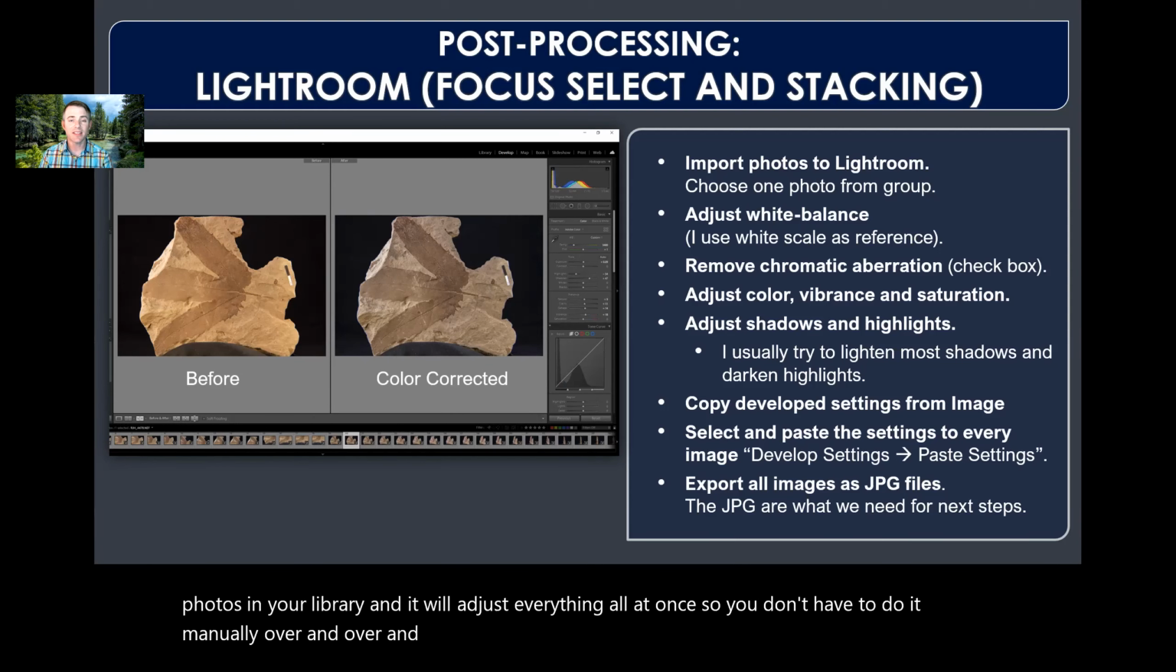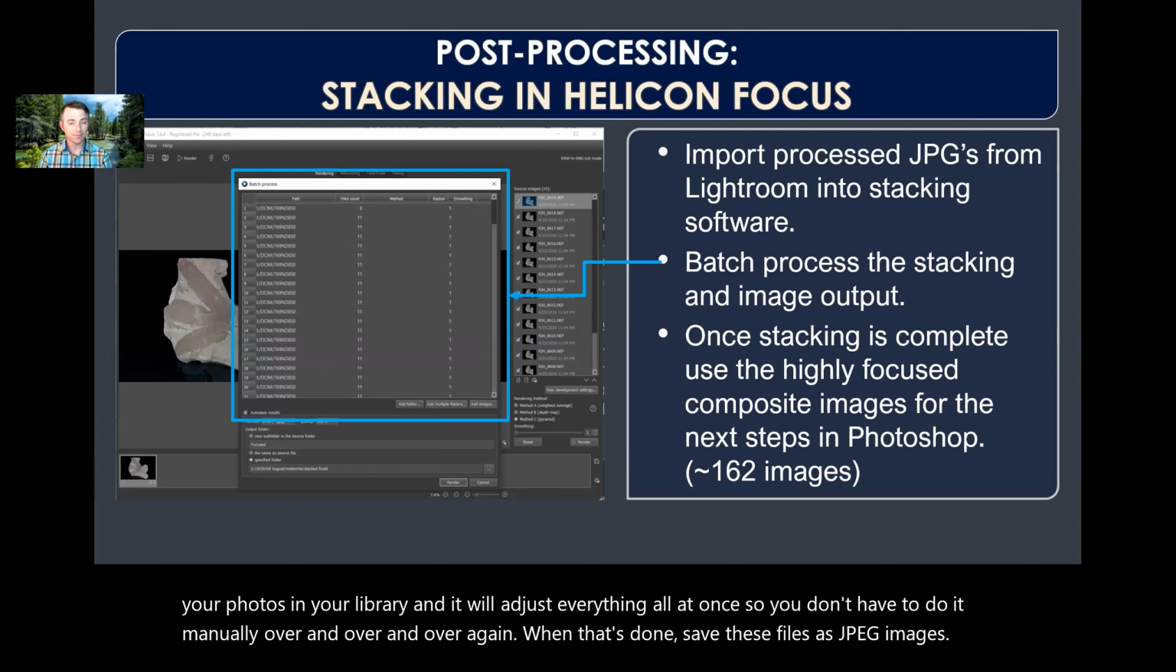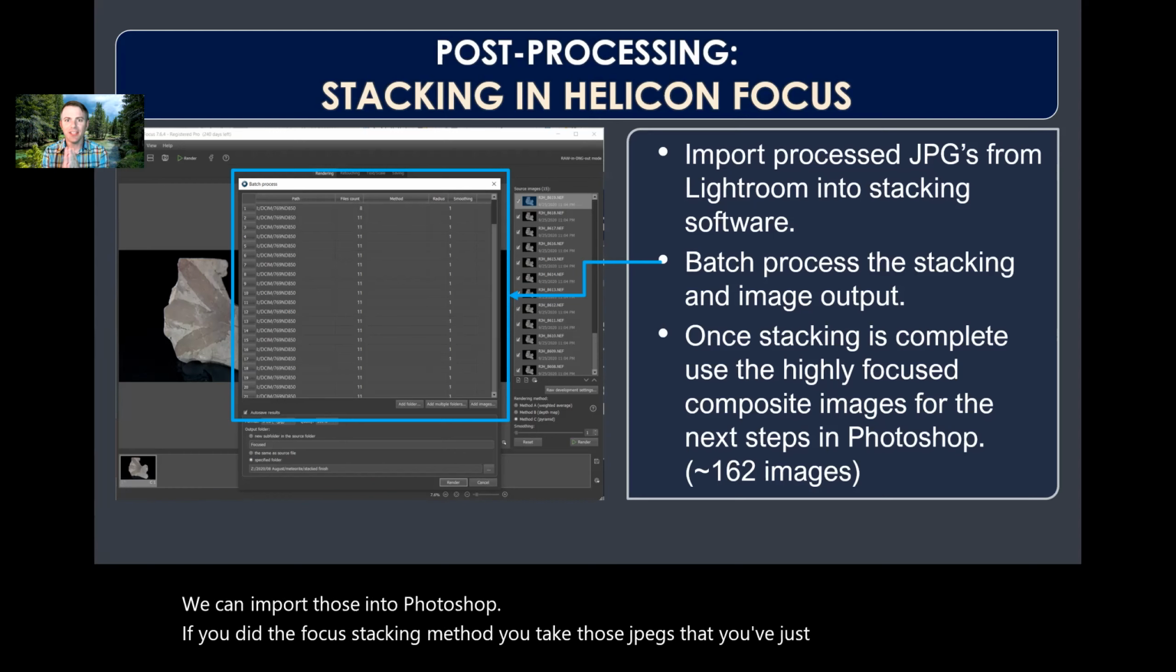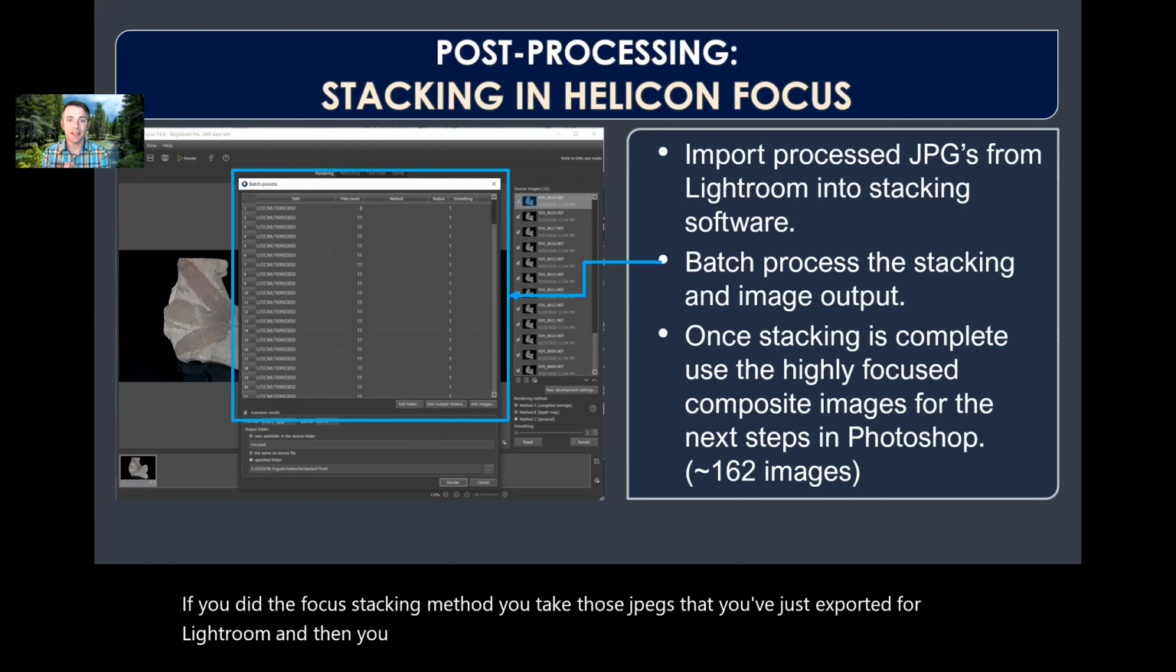When that's done, save these files as JPEG images, and then we can import those into Photoshop. If you did the focus stacking method, you take those JPEGs that you've just exported from Lightroom, and then you have them pieced together and made into the composite single images, and use those single images to then go into Photoshop.